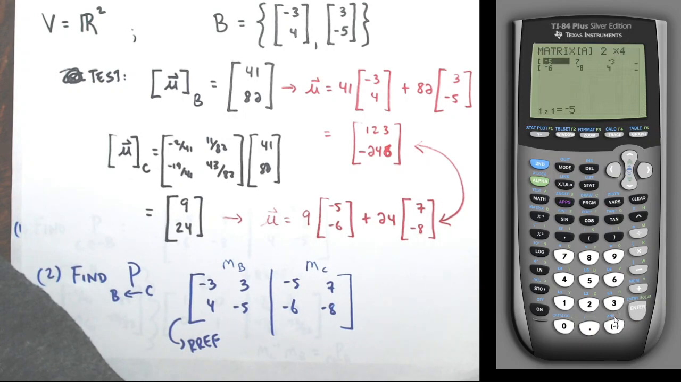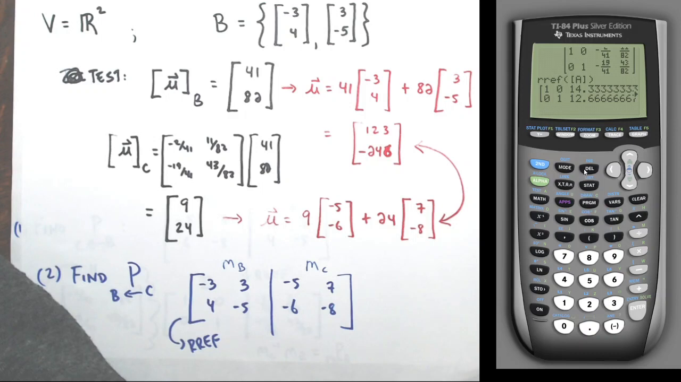But just switch it up: negative 3, 3, negative 5, 7, and 4, negative 5, negative 6, negative 8. Reduced row echelon form. Oops, nope, I gotta reduce. So back to the matrix. Math, RREF, matrix A. All right. So yeah, something bad again.